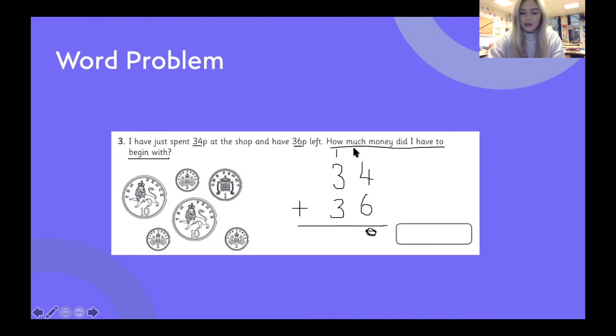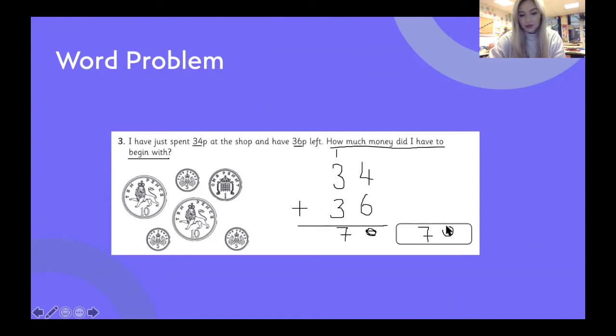Now I'm going to start adding my tens together. I've got 1 10 plus 3 10s, which I know equals 4 10s, and I've got another 3 10s. So 4 10s plus 3 10s equals 7 10s. Now my answer should look like this. It's asking me how much money did I have to begin with. So that means I need to put down 70.